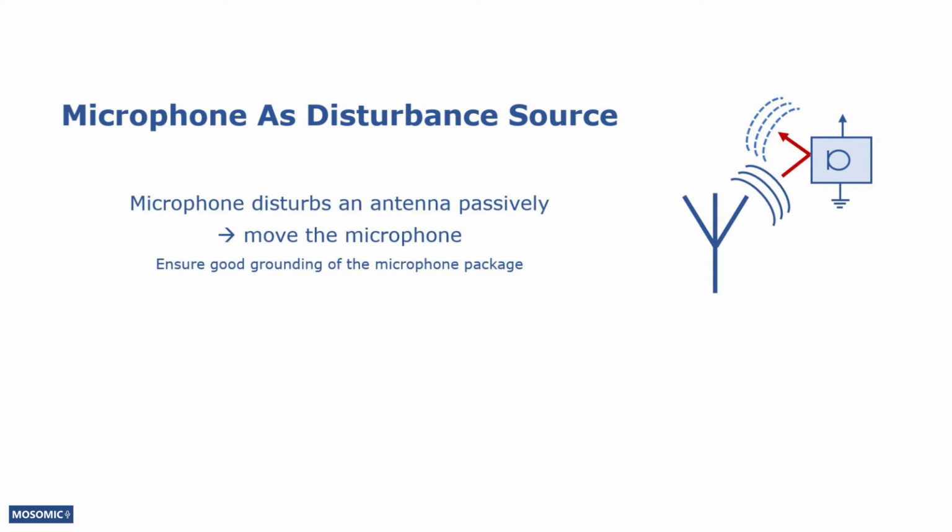In the case that a microphone causes problems with antenna performance passively by being a grounded metal object in the wrong place, the best and often only cure is to move the microphone further from the antenna. Good grounding of the whole microphone package is also important.